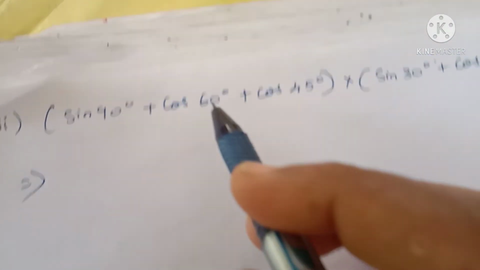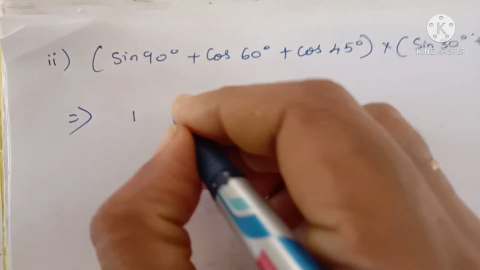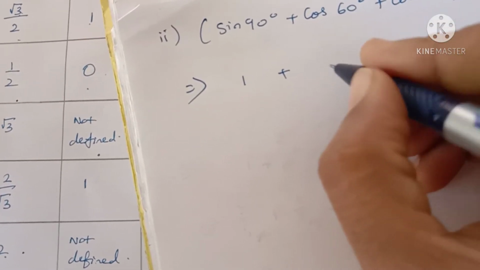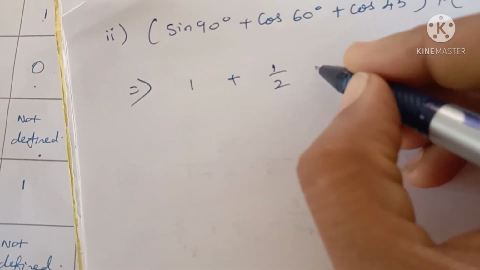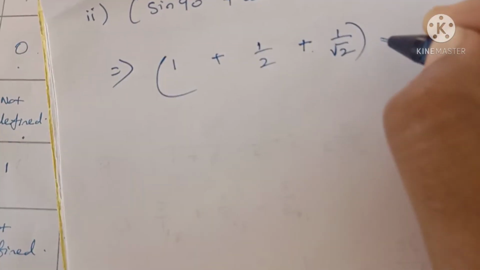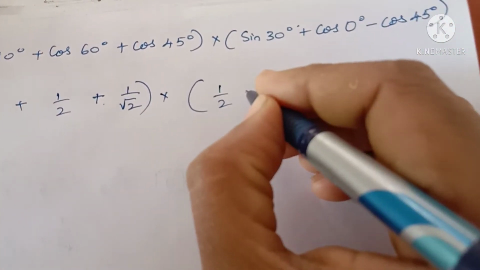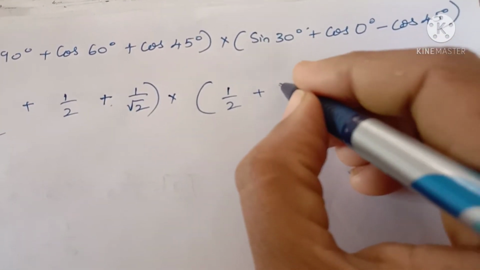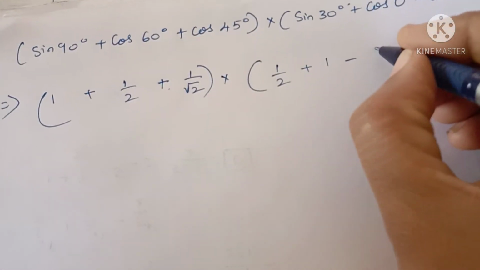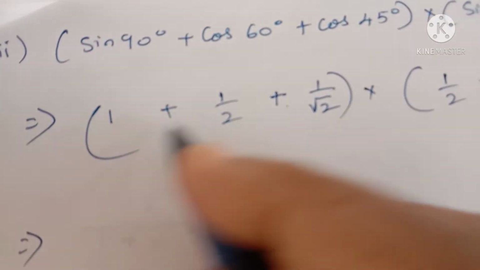Next question: sin 90 plus cos 60 plus cos 45 into sin 30 plus cos 0 minus cos 45. So sin 90 value is 1, plus cos 60 is 1 by 2, plus cos 45 is 1 by root 2, into sin 30 is 1 by 2, plus cos 0 is 1, minus cos 45 is 1 by root 2. So simplify this value first.